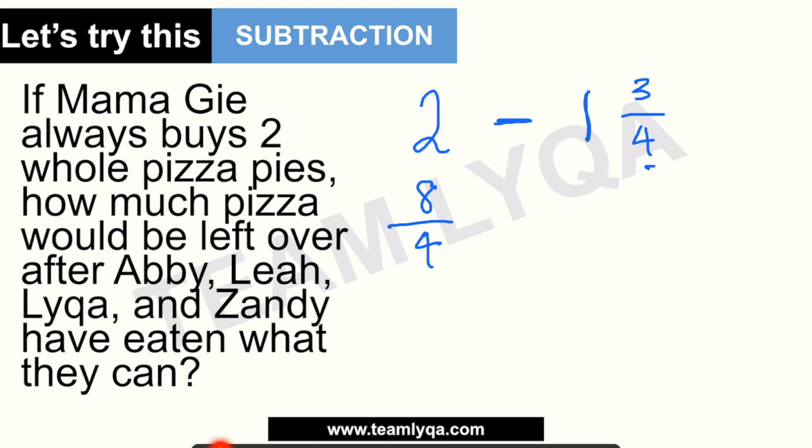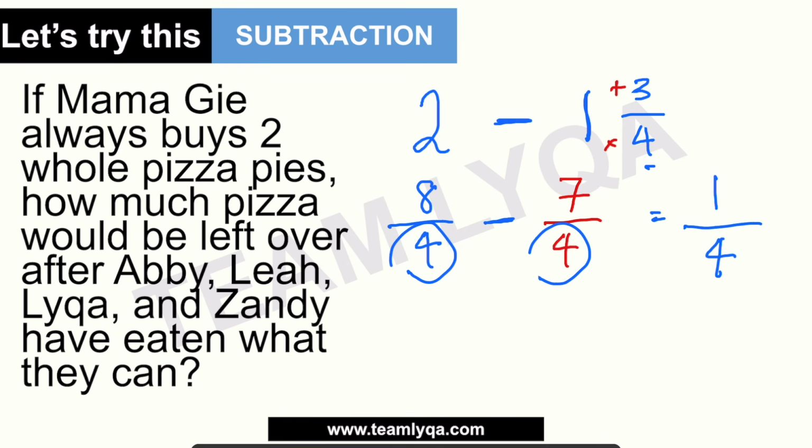Now, 8/4, tapos isusubtract ko ngayon yung 1 and 3/4 na i-convert ko rin sa improper fraction, or yung fraction na mas mataas ang numerator kaysa sa denominator. Mas mataas yung number na nasa taas kaysa dun sa nasa baba. Okay? So, ibig sabihin, this will be 4 times 1, that is 4, plus 3, that is 7, over 4. So, ang gagawin lang natin, 8 minus 7, that is 1. Tapos, kokopyahin natin yung 4, 1/4. So, the answer is 1/4.